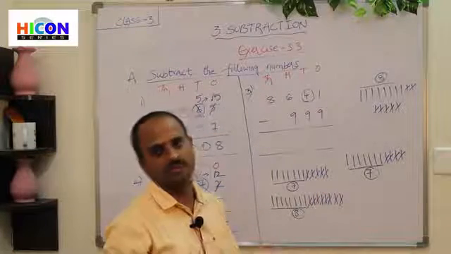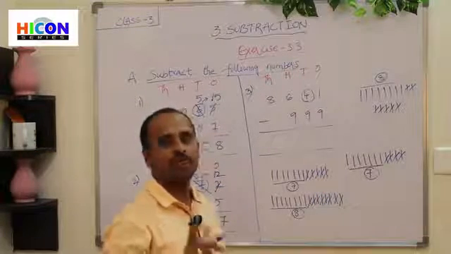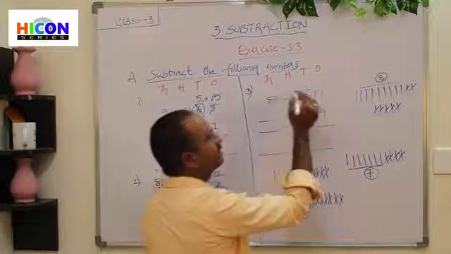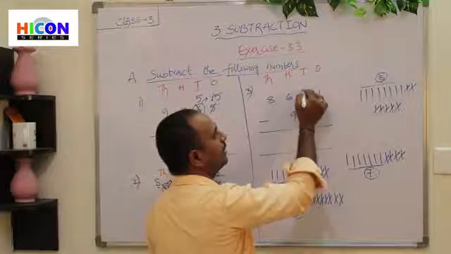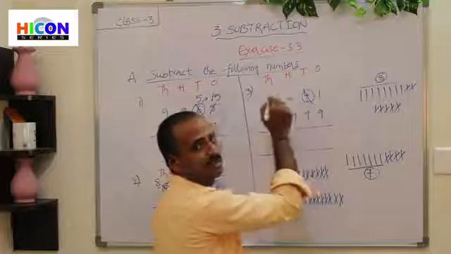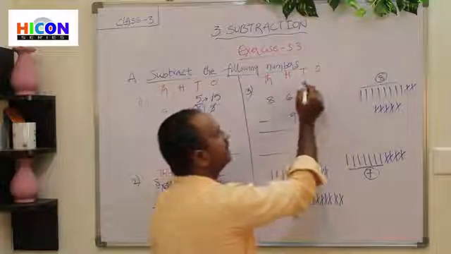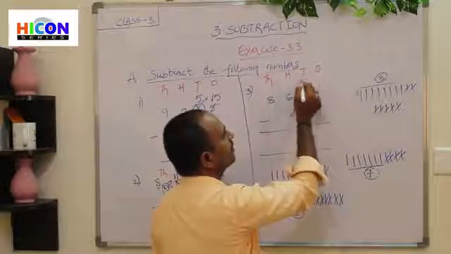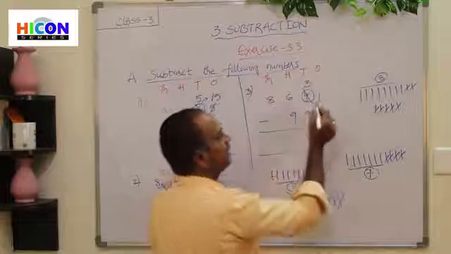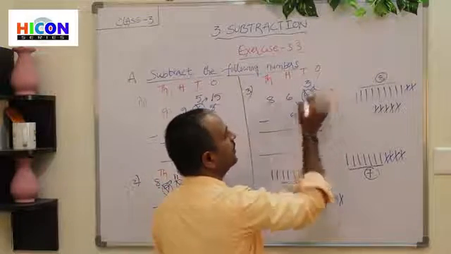There are 4 tens. So now borrow 1 ten from 4 tens. If you borrow 1 ten from 4 tens, then how many tens will be there? 3 tens will be there. So write 3 here. And carry that 1 ten to the ones place.